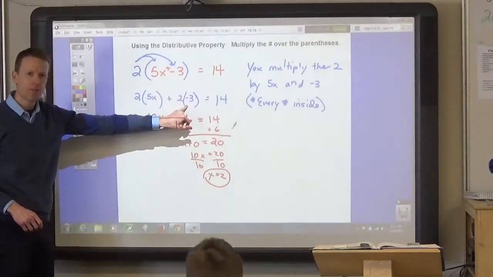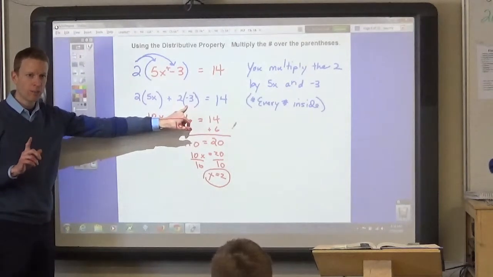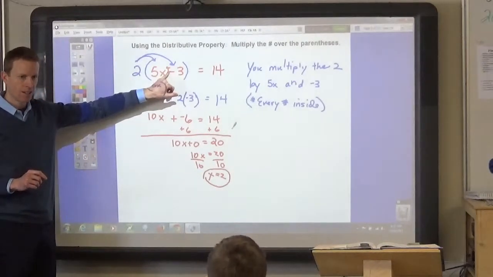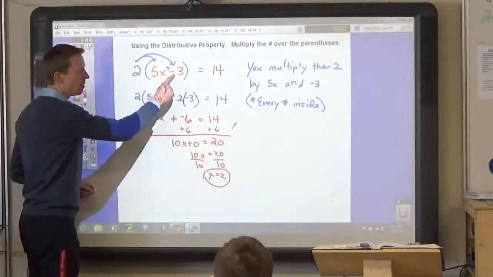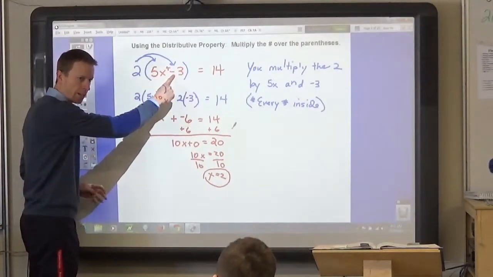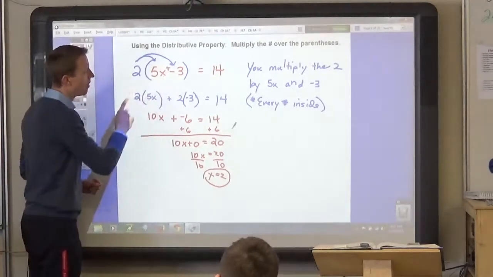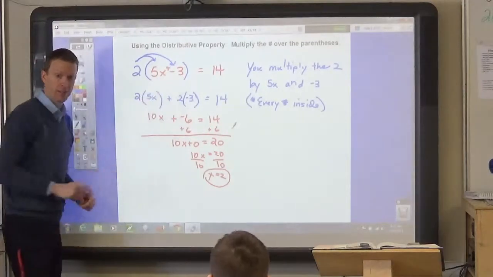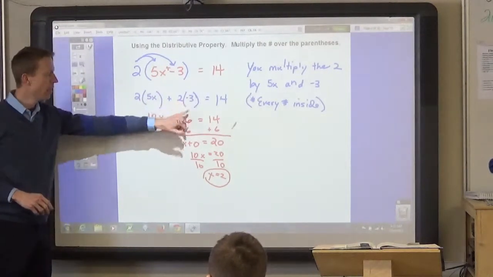times negative 3. Remember, one of the reasons why it was really important for you in 6th grade to insert a plus sign in front of the negative sign is to make it plus negative 3, right? Instead of minus 3. This is why. Because you're doing 2 times negative 3. Okay? 2 times negative 3, negative 6.